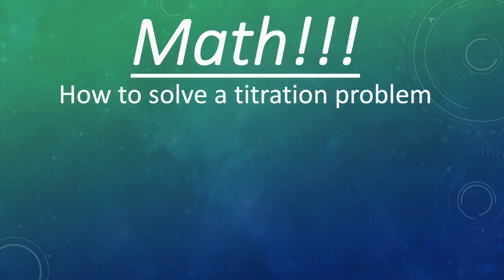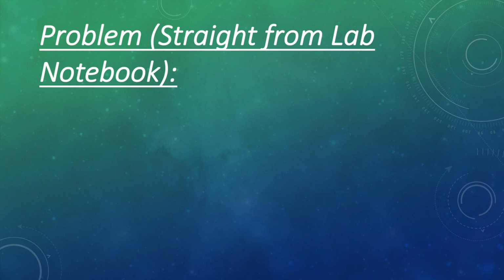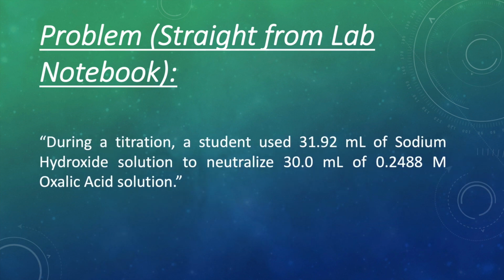So today, I'm going to be showing you how to do some math, and we're going to solve a titration problem since we did not do that last time. This is a problem straight from the lab notebook. During a titration, a student used 31.92 milliliters of sodium hydroxide solution to neutralize 30.0 milliliters of 0.2488 molarity oxalic acid solution. Remember that molarity would be the concentration of the oxalic acid.